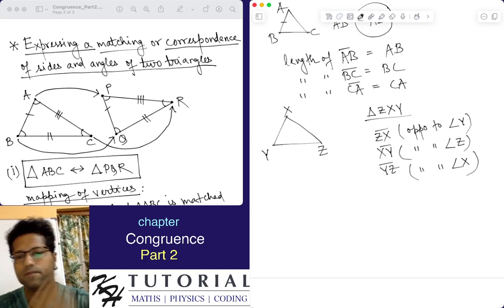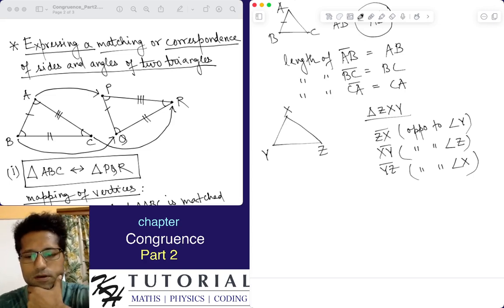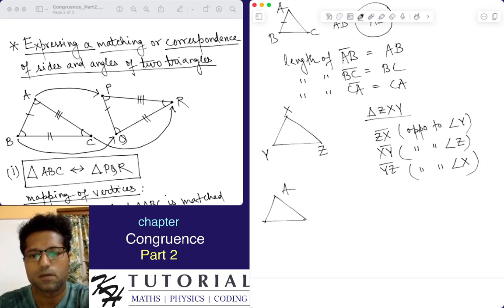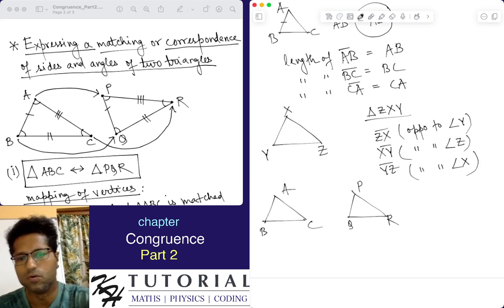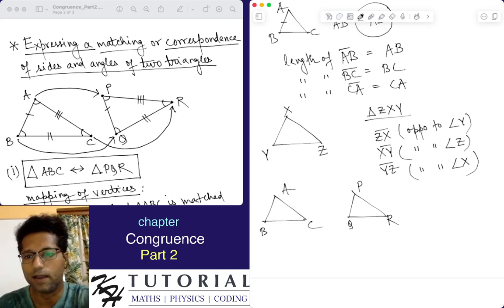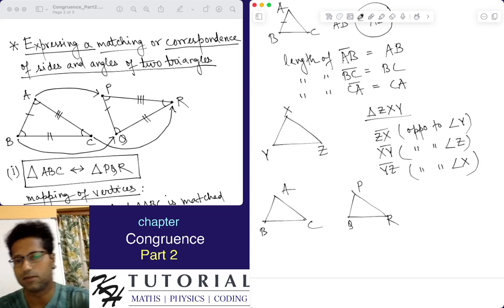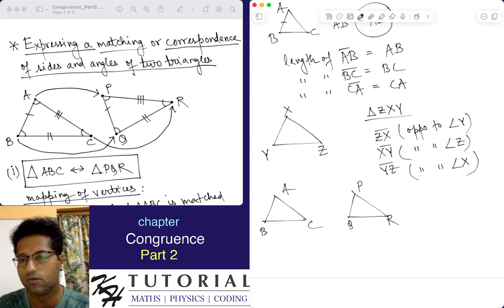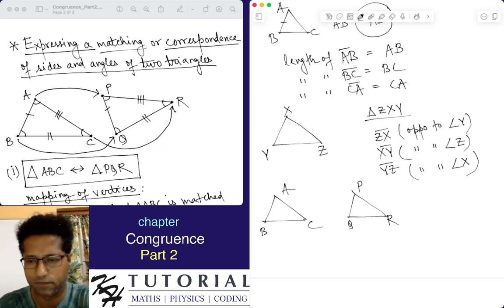We have already discussed in the previous video, part 1, that two figures are congruent only when their shape and size exactly match. Let's say in terms of triangles, I have a triangle ABC and a triangle PQR. If I want to verify whether these two triangles are congruent or not, I need to verify that they have the same shape and size. Now, how do we verify that?